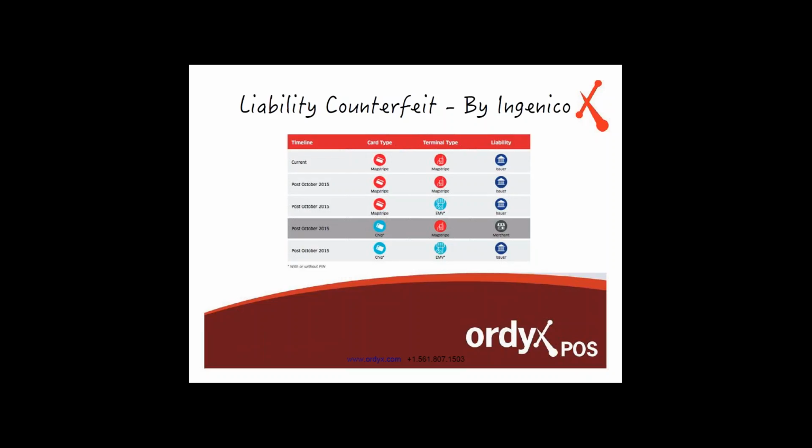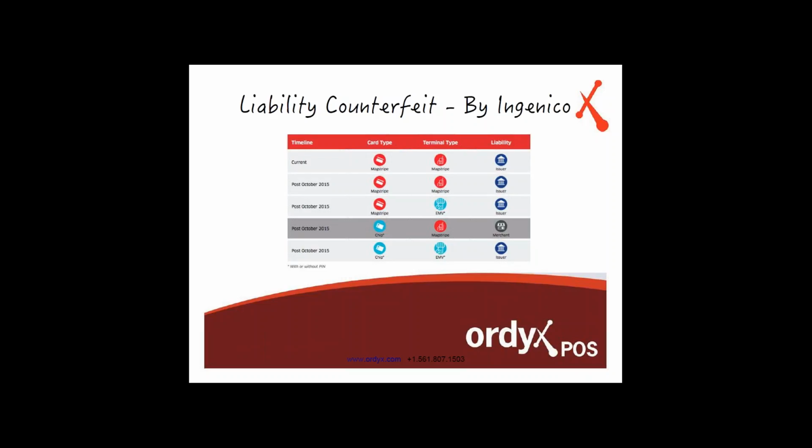Now, this is where things are actually going to shift. If you have a chip card and you try to swipe that through a magnetic stripe terminal to make the transaction go through, and it turns out to be a counterfeit card and so a fraudulent transaction, then the liability will fall back on the merchant.